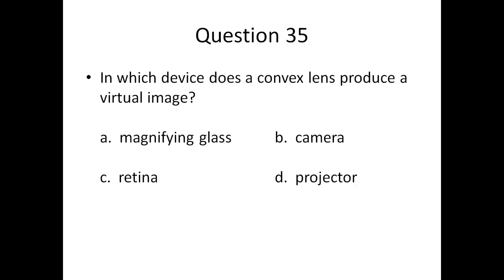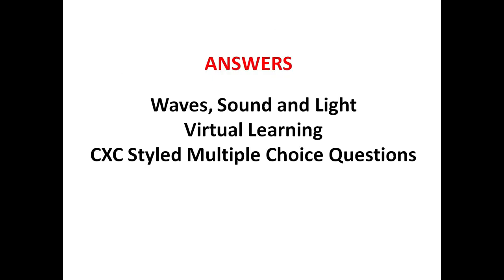The last question. In which device does a convex lens produce a virtual image? A, magnifying glass, B, camera, C, retina, D, projector. Now I hope that you were able to finish.